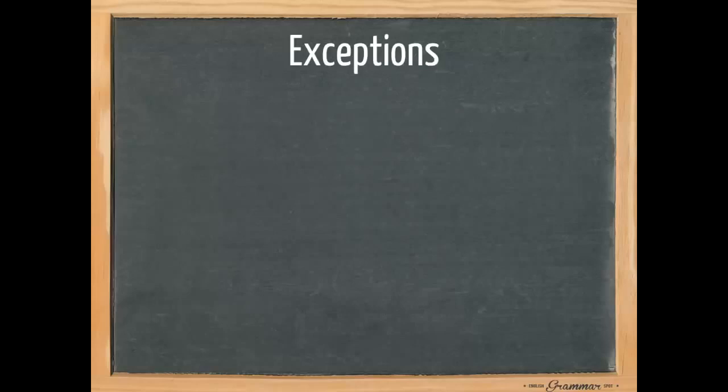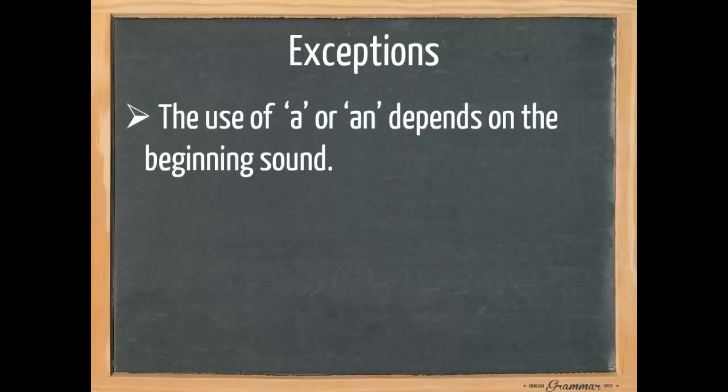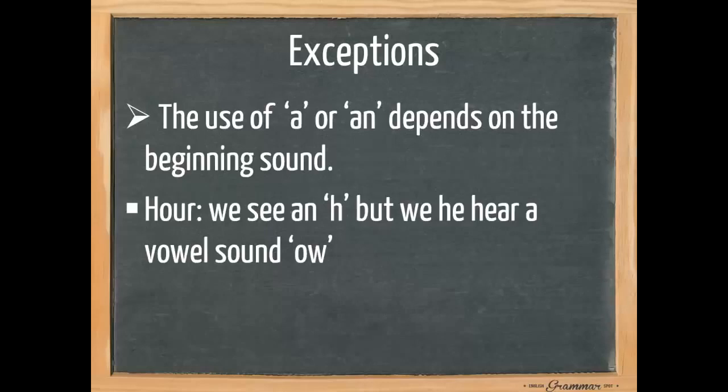Now there are some exceptions. The use of a or an depends on the beginning sound, so the word might start with a consonant or a vowel, but we really need to listen to how the word is pronounced. For example, hour. We see an H, but we hear a vowel sound at the beginning, hour, and not hour. So, what do we do in this case? We use the article an because we hear a vowel sound, so we say an hour and not a hour.